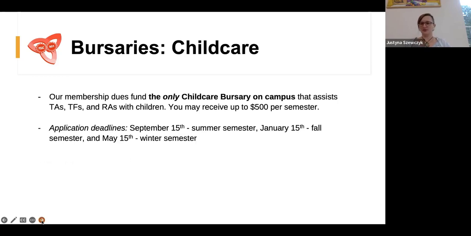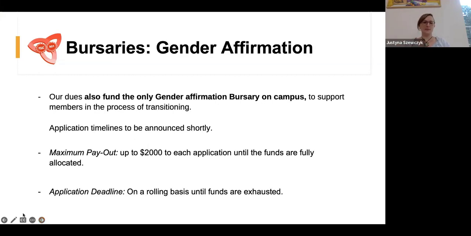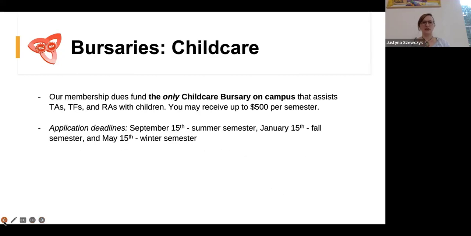This is the only childcare bursary on campus that is for teaching assistants, teaching fellows, and research assistants with children. You may receive up to $500 per semester. As you see, there are different deadlines at the beginning of every semester. What is important is that this childcare bursary is not limited to Canadian residents or citizens.